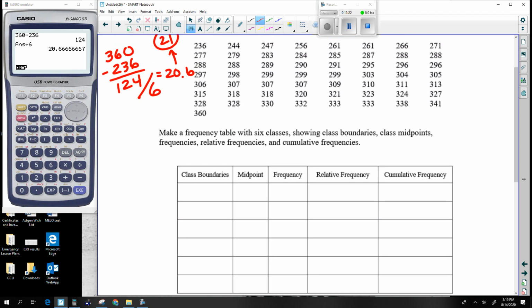What does that do for me? Well, I start with my smallest number, and I increase by this magic number of 21 going down. So I increase by 21.